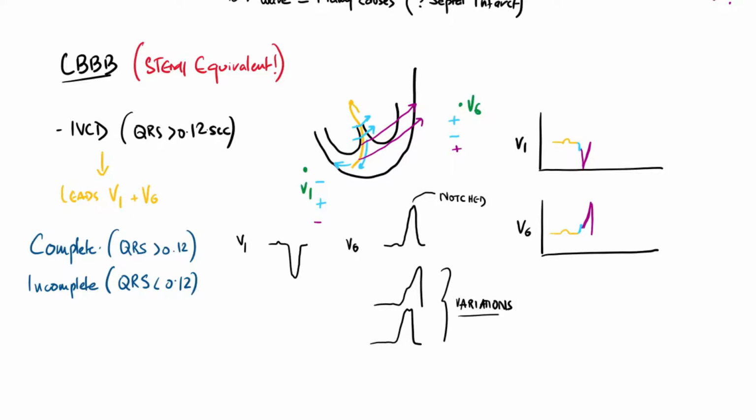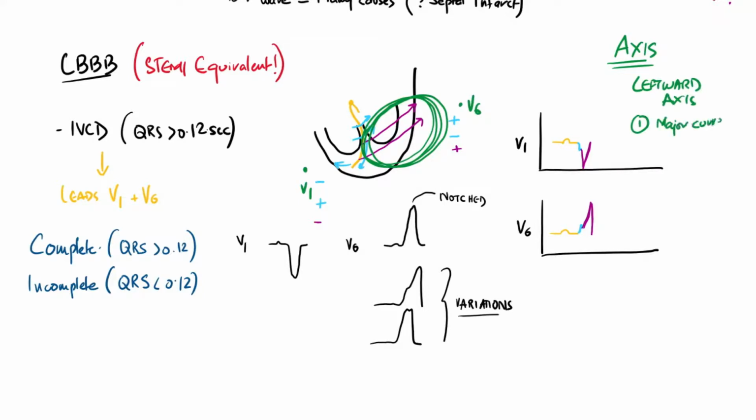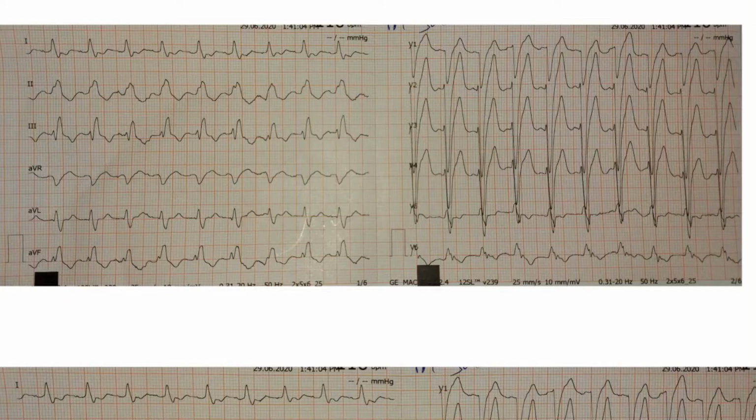The last thing I need you to note is that there is going to be an axis deviation with left bundle branch block because of two reasons. Number one, the current is mostly directed towards the left side of the heart in order to depolarize the left ventricle. And the second reason is that the last part of the heart to be depolarized is the left ventricle. So you're going to get a left axis deviation with this. So that's essentially a left bundle branch block.